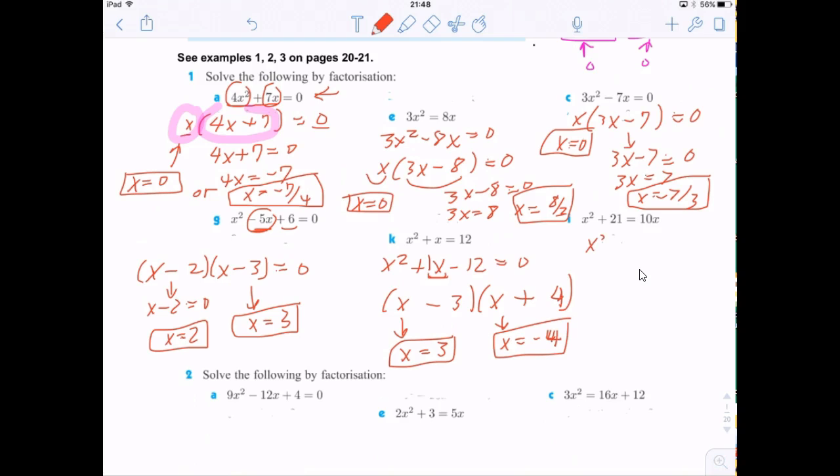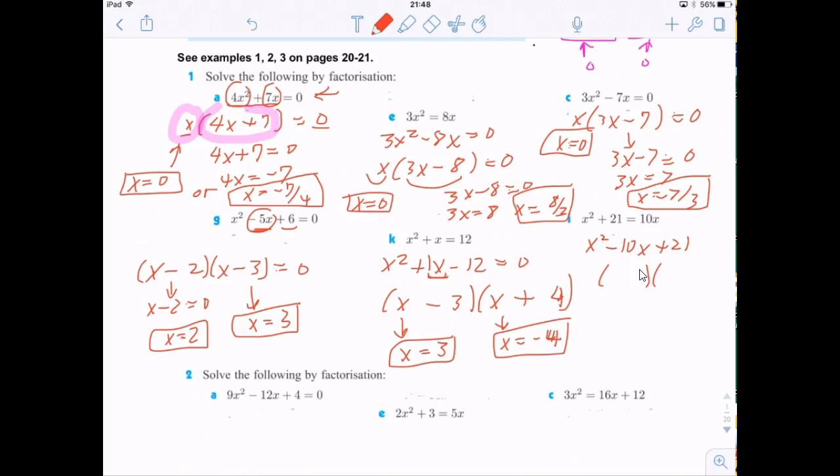Okay, so here, x squared minus 10x plus 21. So if you're going to factor these, the factors of 21 are going to be like 1 and 21, 3 and 7.